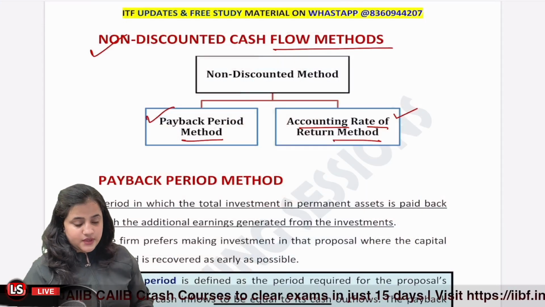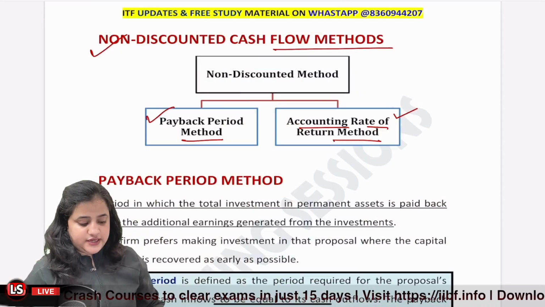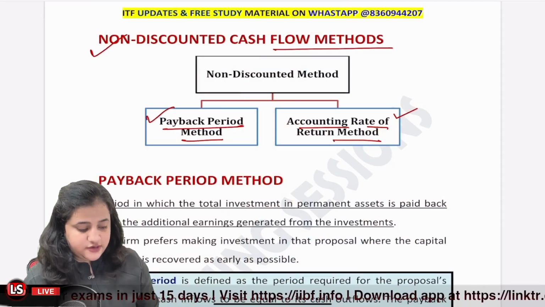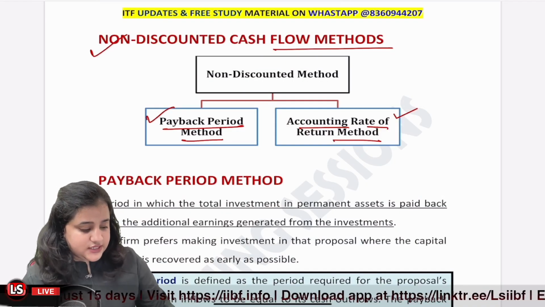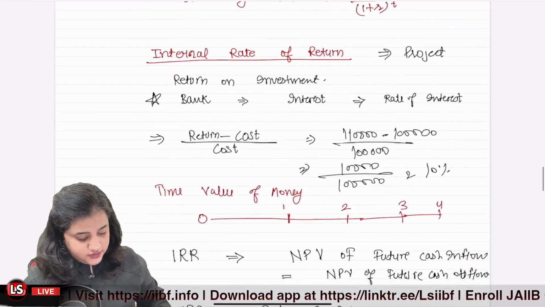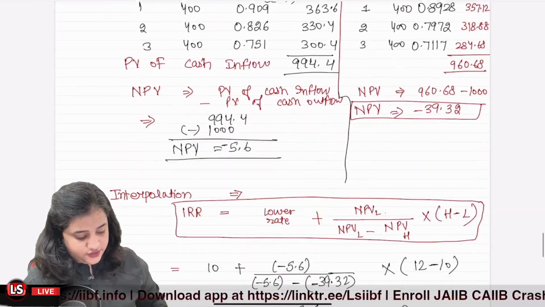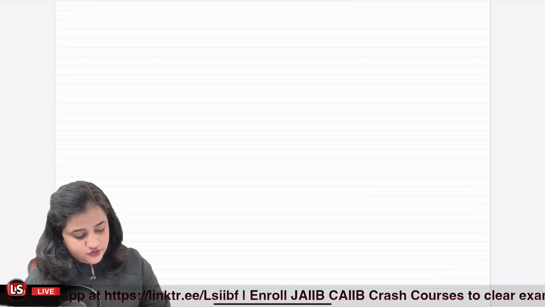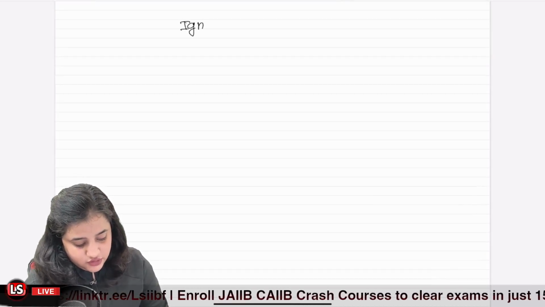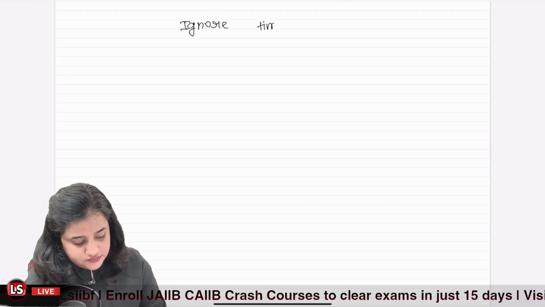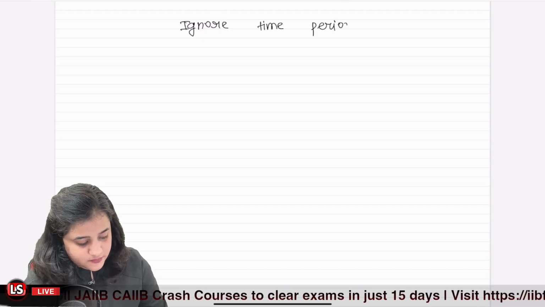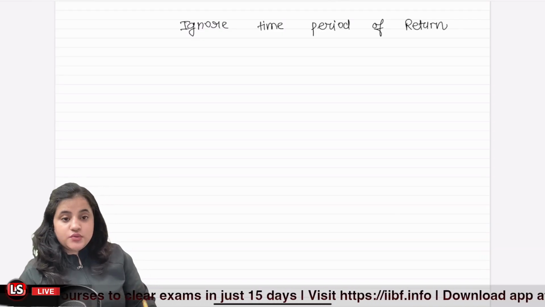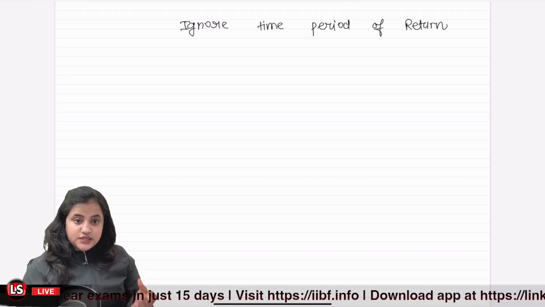So let's start with today's topic, that is non-discounted cash flow methods. The first one is the payback period method. Where we ended yesterday's lecture was we calculated the IRR on a project. I hope you were able to understand the calculation. So the limitation of this method was it ignores the time period of return, even though the same returns may be giving us a higher return.